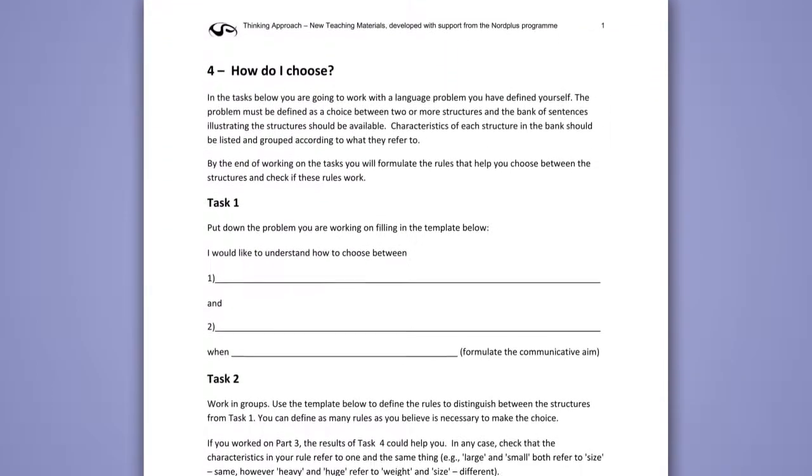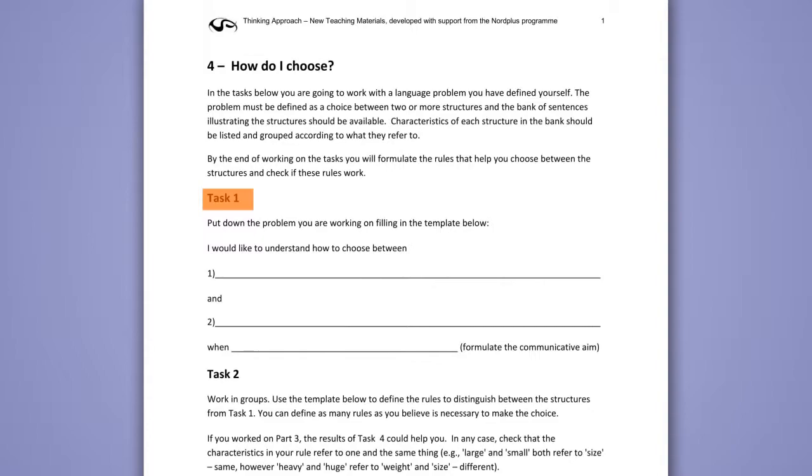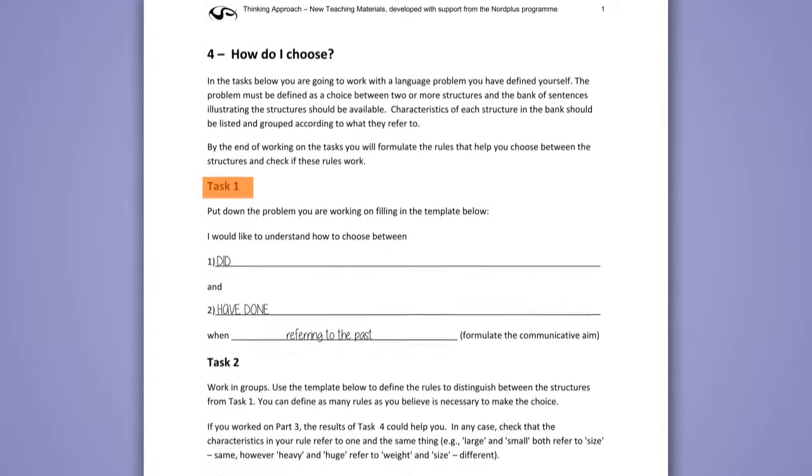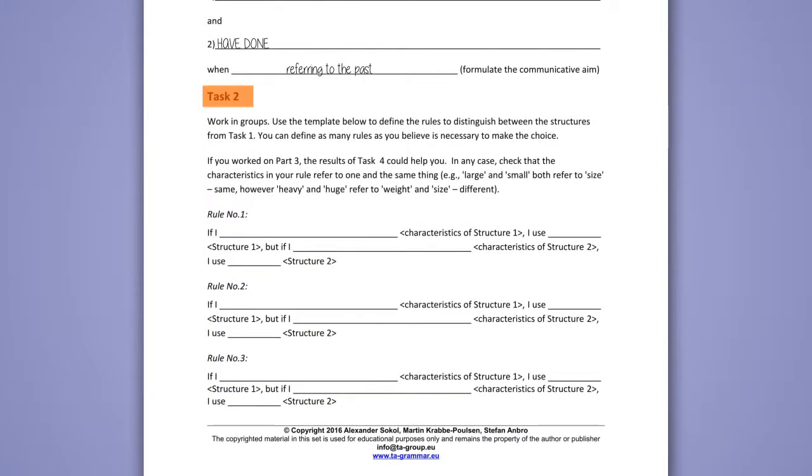Before inviting students to define the rule, it is necessary to remind them once again of the purpose of their work. A well-formulated aim is an important criterion for further evaluation of the rules, so this step shouldn't be underestimated. Now, when the aim is in place, students can move on to task 2. This is the central task at this stage.